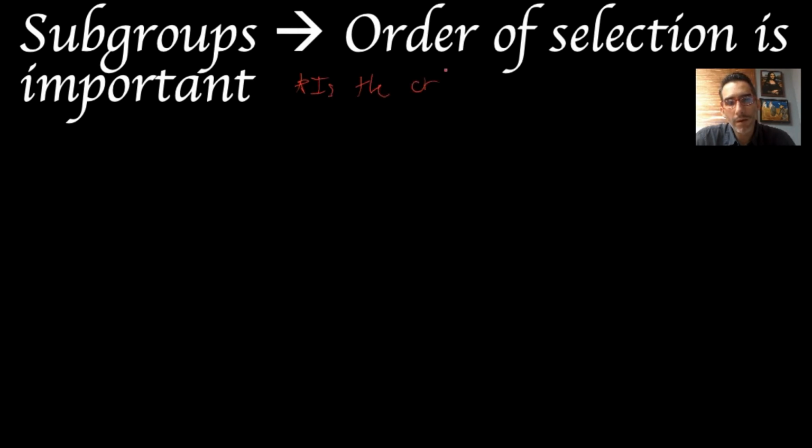Is the order of selection important or not? That's what we need to analyze, okay? When is the order of selection important? That is what we're going to start analyzing right now. What happens when the order is important?